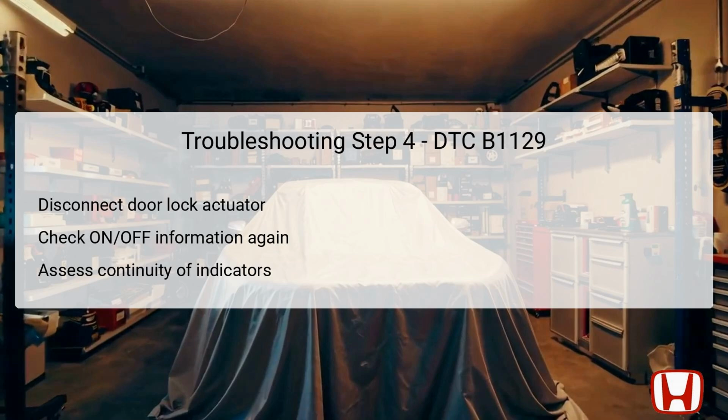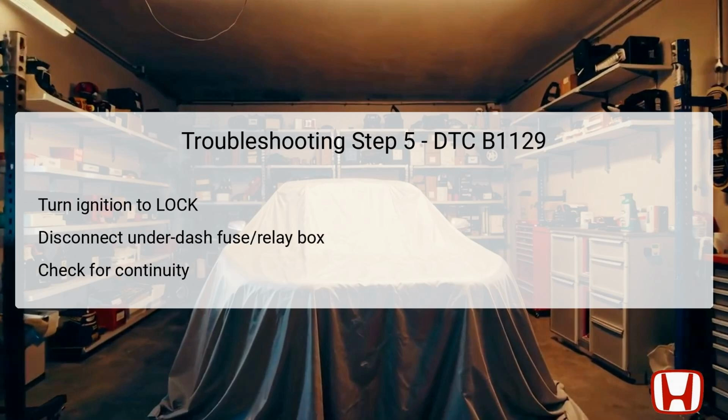If both indicators are off, this signals a potential open circuit in the lock knob switch wiring that must be inspected. If either indicator is still on, troubleshooting must continue to ensure all components are functioning correctly and that there are no shorts in the wiring.